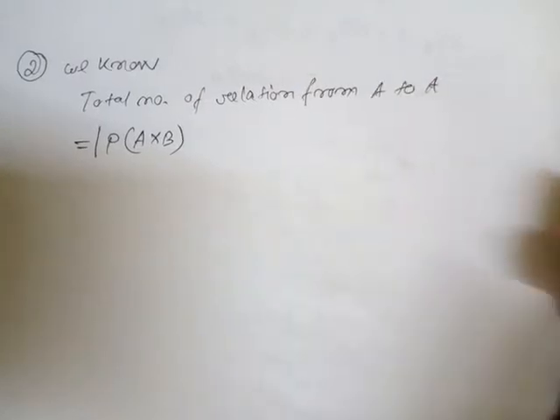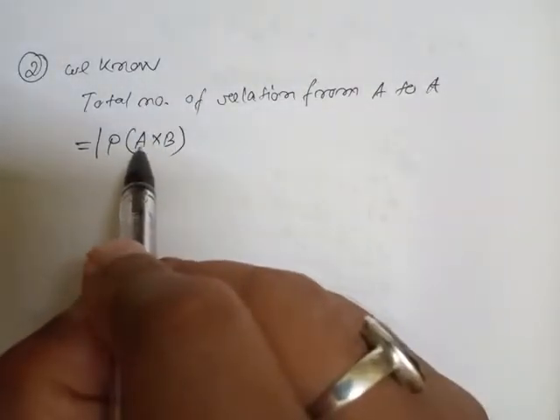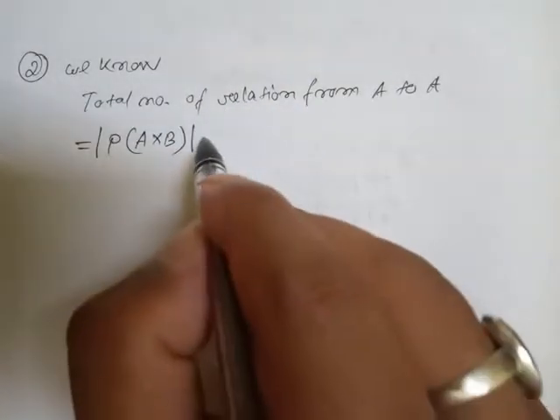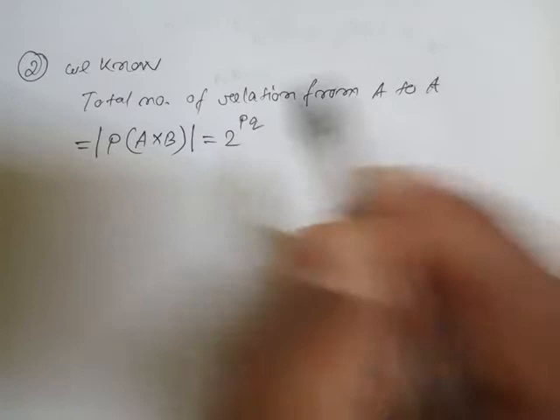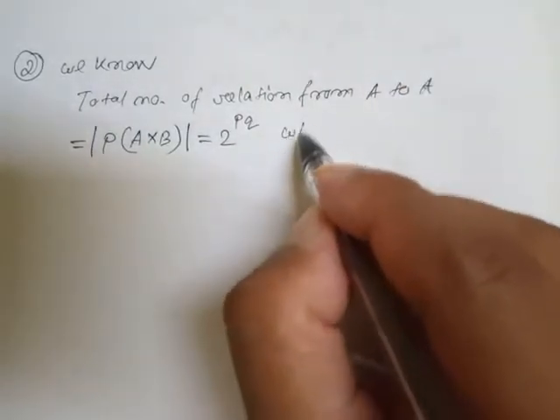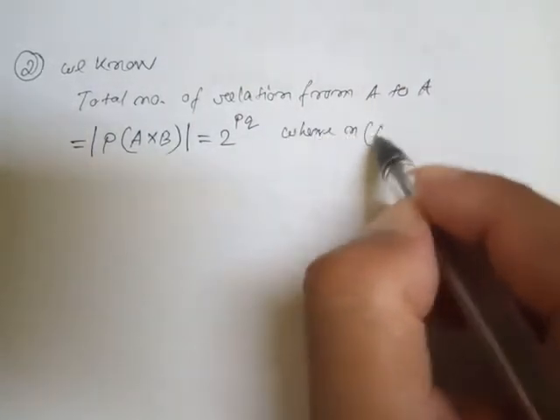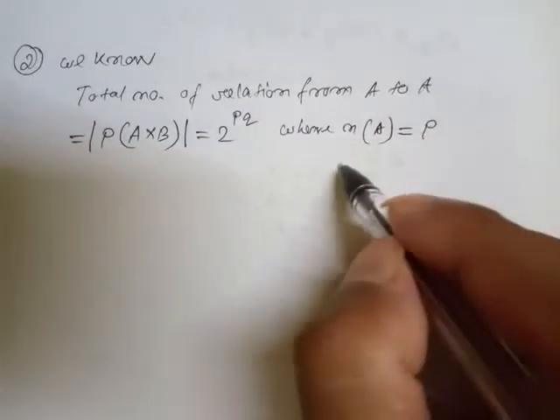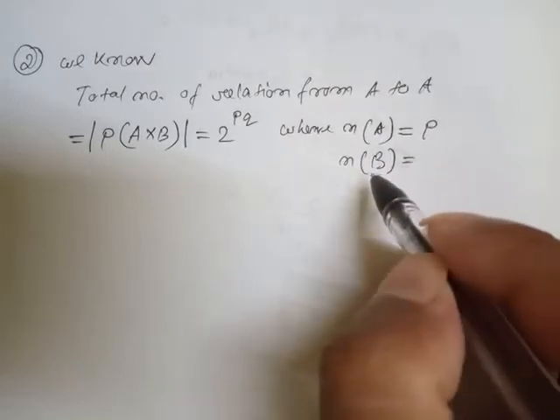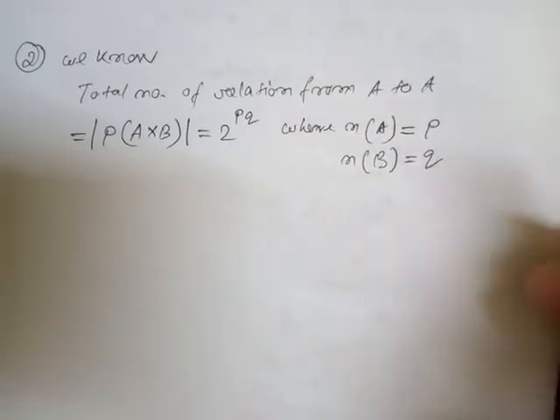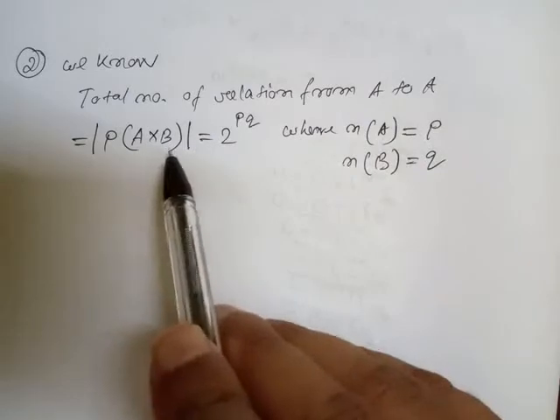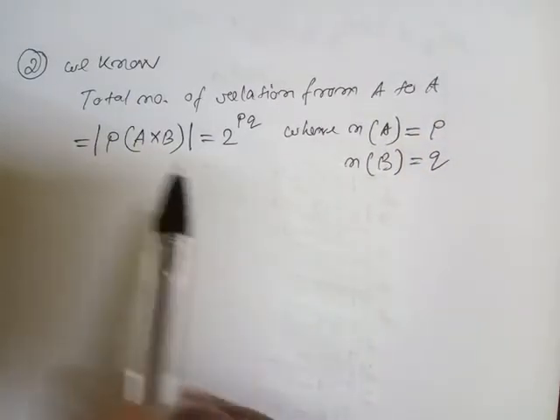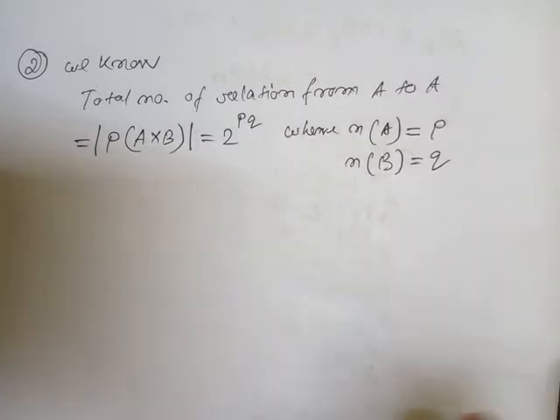If we take A to A, it is as if A and A are two sets, and I am using the formula for A × B, which equals 2 to the power pq. Why? Because n(A), the number of elements in set A, equals p, and n(B), the number of elements in set B, equals q. But here B is A actually. That's why we'll find out the power set of A × A only.